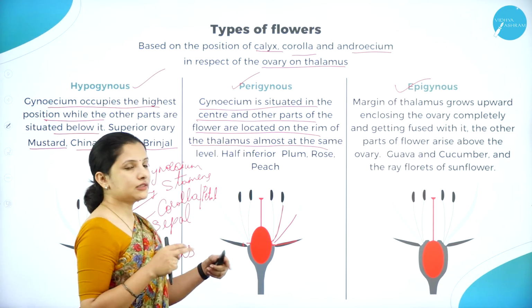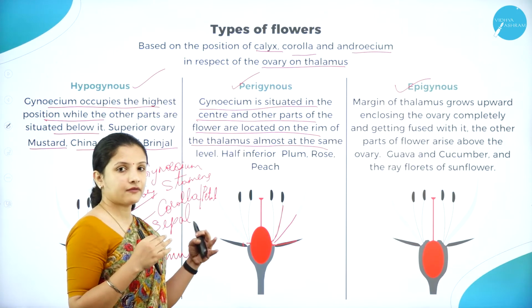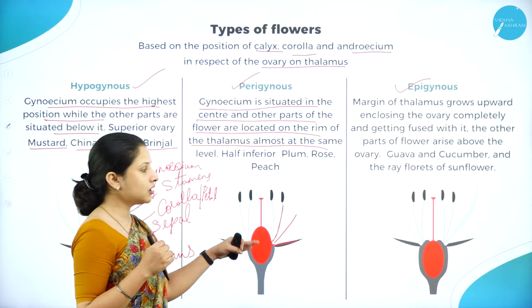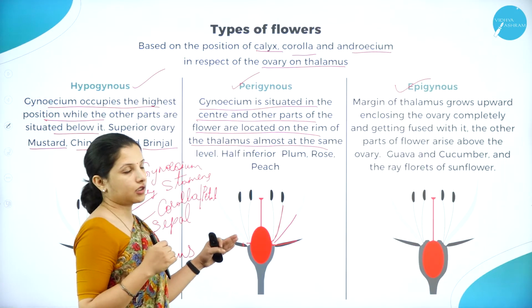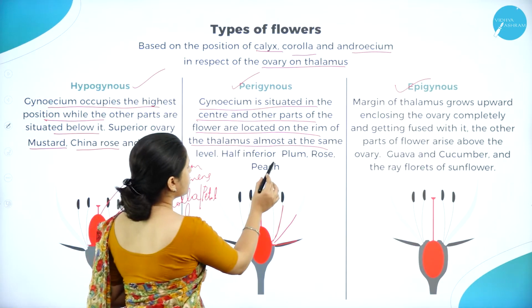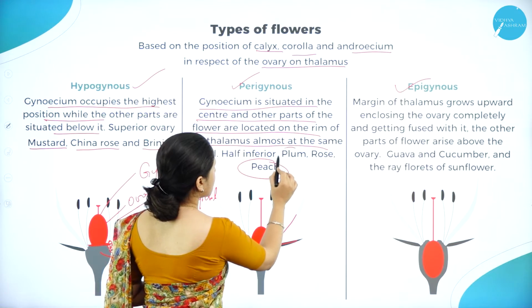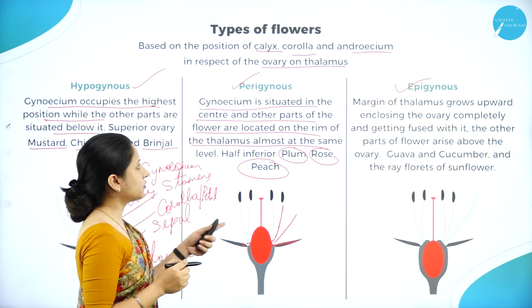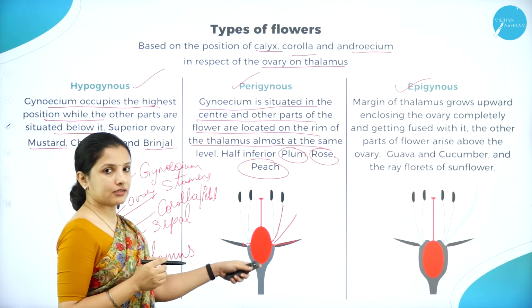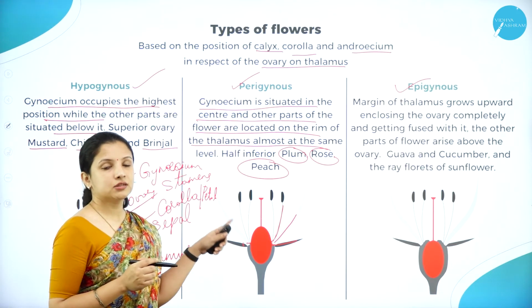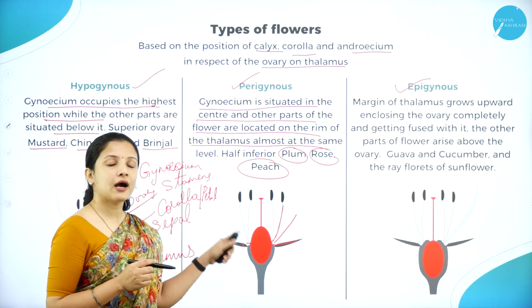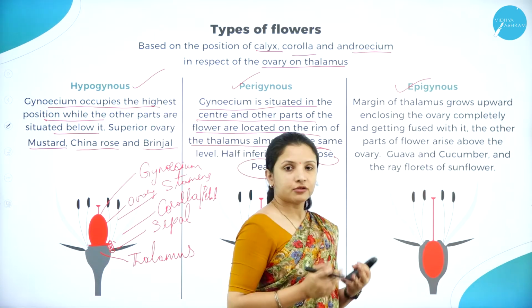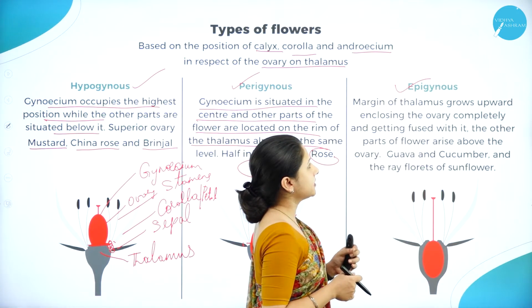Therefore, the ovary is half inferior, right? It is neither superior nor completely inferior. Such flowers are usually seen in plum, rose and peaches. So the best examples are plum, rose and peaches. So they are perigynous. Here the ovary is semi-inferior or half inferior. So such flowers are perigynous flowers. So next, moving on to epigynous flowers.